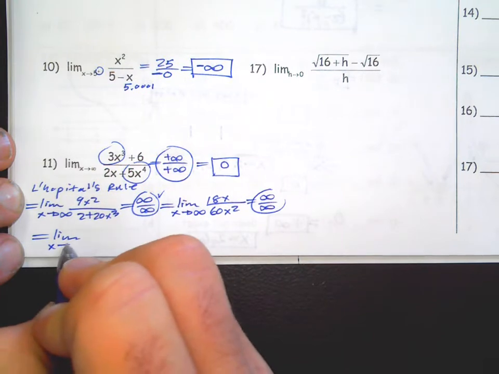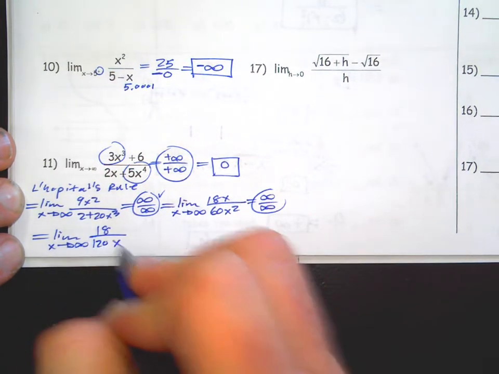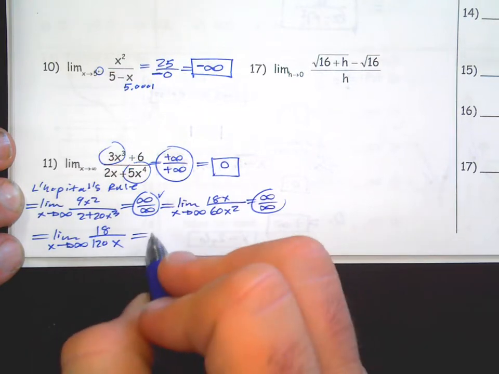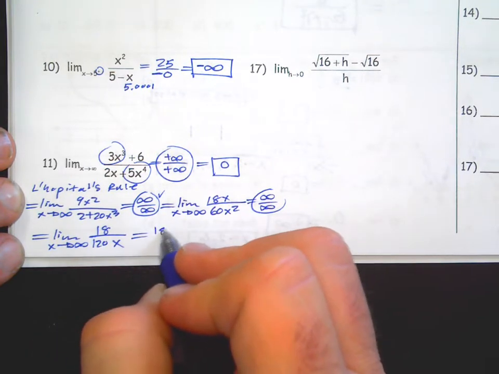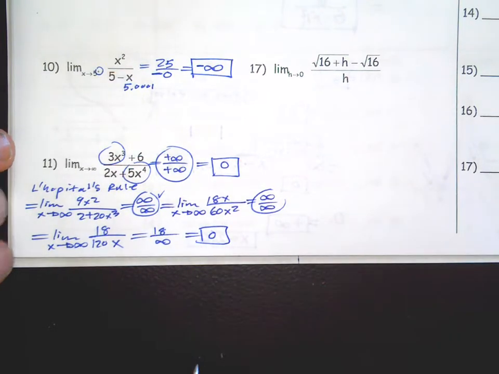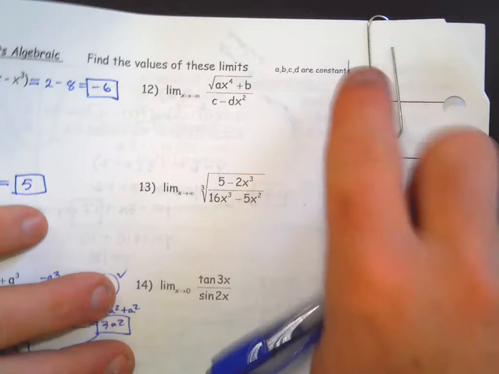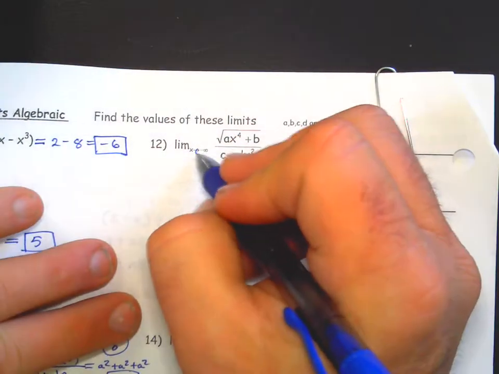And we would get 18 over 120x. At this point, we're like, oh, that is clearly going to 18 over infinity. That's 0. So I don't know if I'll have you do it on those ones, but you know that it is a possibility. Okay, number 12, we're going to negative infinity.